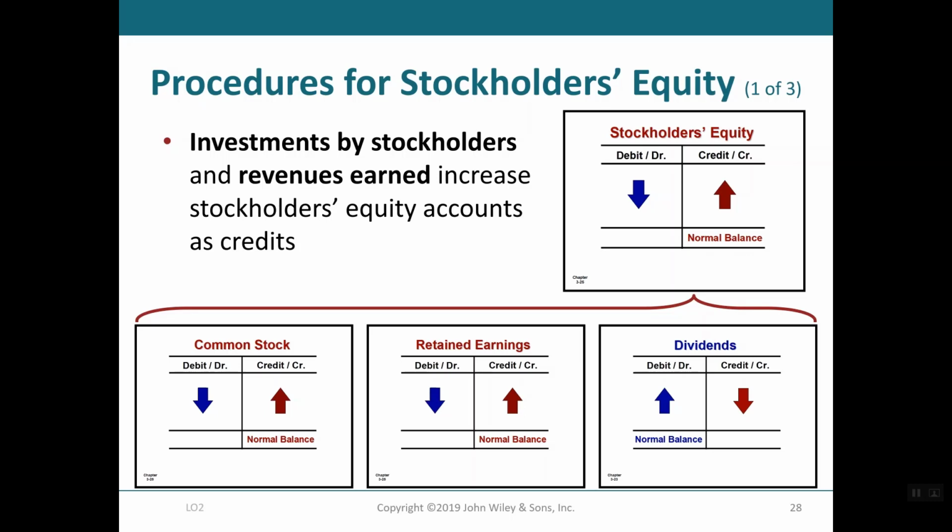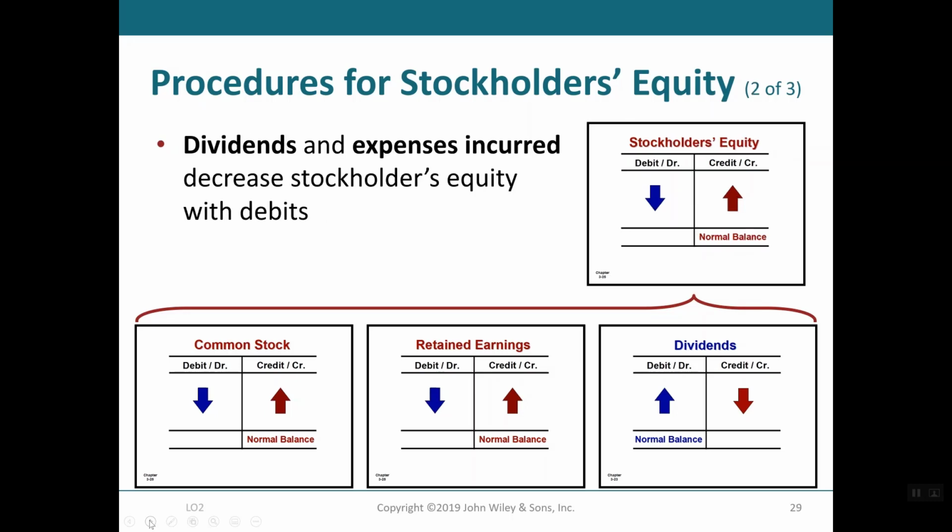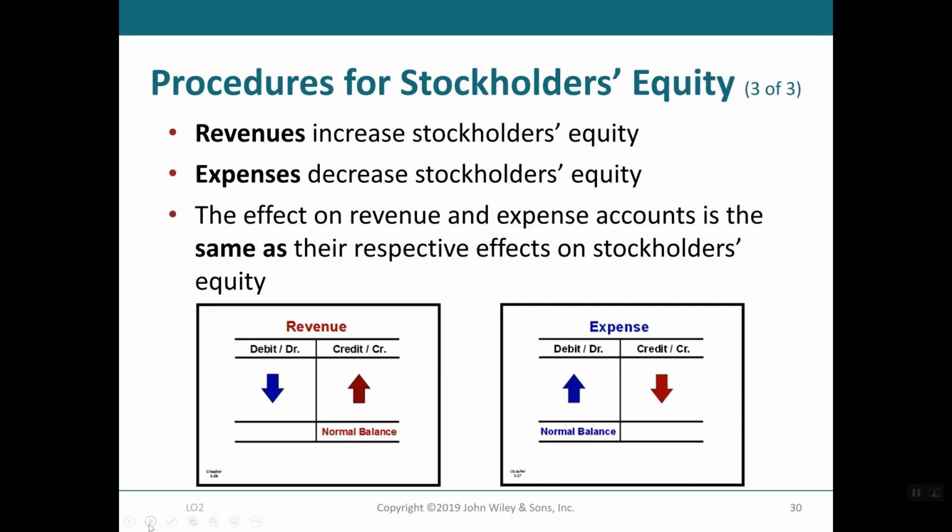Okay, the same thing goes for expenses. The normal balance for an expense account is also a debit because it reduces the stockholders' equity. Okay, so the normal balances for dividend and expenses are going to be the debit balance. Dividend and expenses incurred decrease stockholders' equity with a debit. So that's why they have a debit balance.